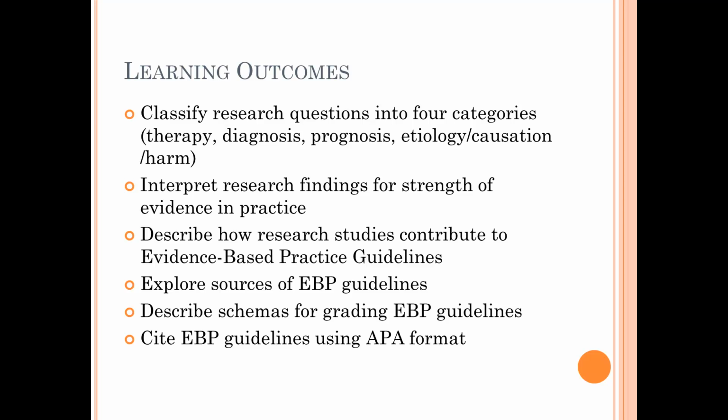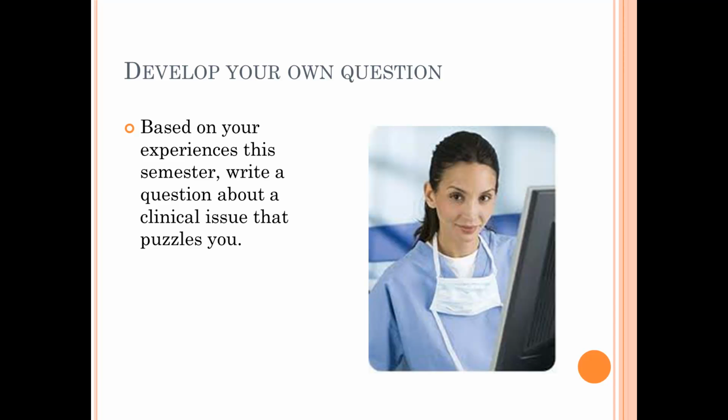So the learning outcomes are to classify research questions into four categories: therapy, diagnosis, prognosis, etiology, causation / harm. Interpret research findings for strength and evidence in practice. Describe how research studies contribute to evidence-based practice guidelines. Explore sources of evidence-based practice guidelines, describe schemas for grading EBP guidelines, and then cite resources in APA.